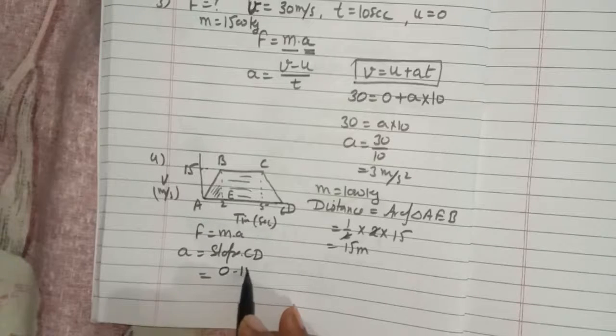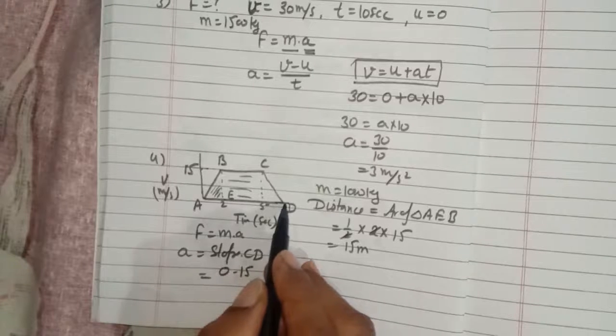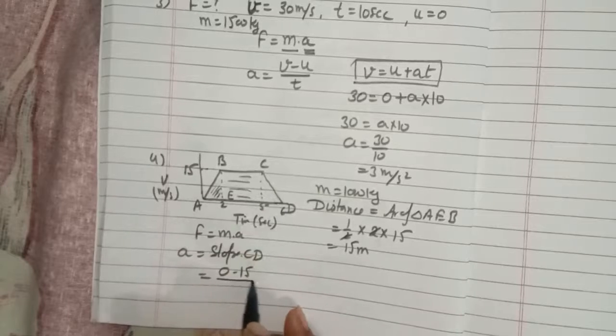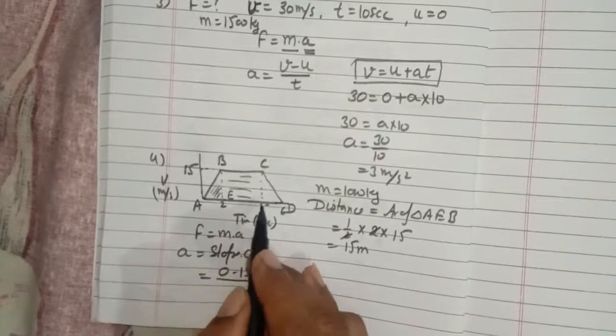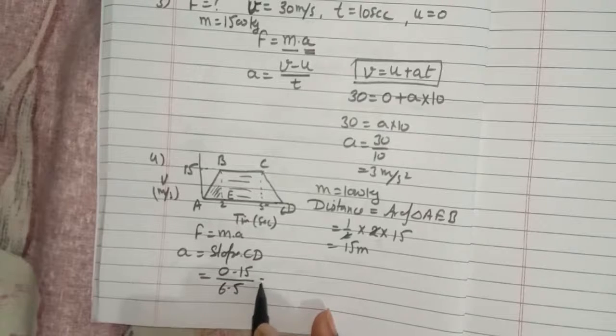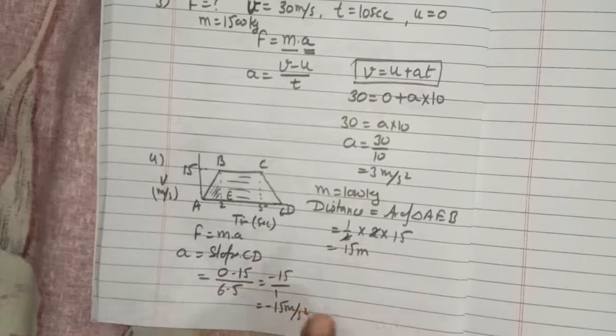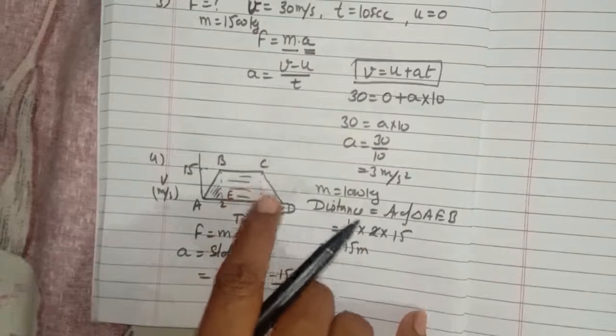It is 0 minus 15. Finally it is 0. Initially it was 15. So perpendicular is 0 minus 15 upon the base. Base is how much? 6 minus 5. So it is minus 15 upon 1. So we can say that it is minus 15 meter per second square. This is the acceleration in the last 1 second.